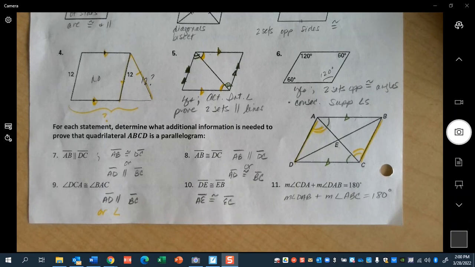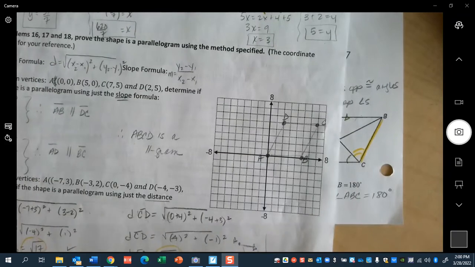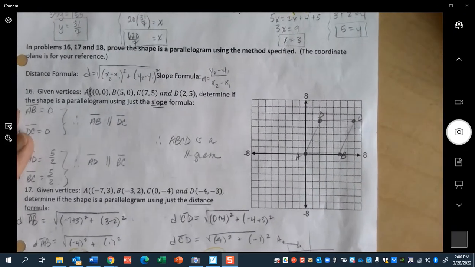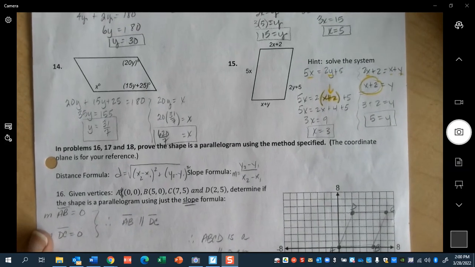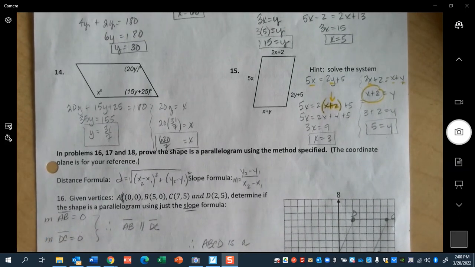Anything else? Go ahead. Could you re-explain number 15 on the third page, the system? Yeah, sure. So when we're talking about this system here, I know that these two sides have the same length, so I set them equal to each other. I know these two sides have the same length, so I set them equal to each other.